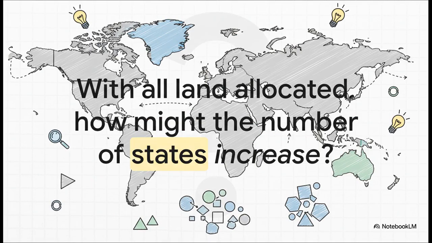So let's wrap up with this final thought. It kind of feels like the world map is set in stone, right? Like all the land has been divvied up. But political geography is never static. It's always changing. So the question for you is, with pretty much all of Earth's land already part of some state, where could the next new states possibly come from? It's a really interesting question to chew on as we keep exploring this topic.